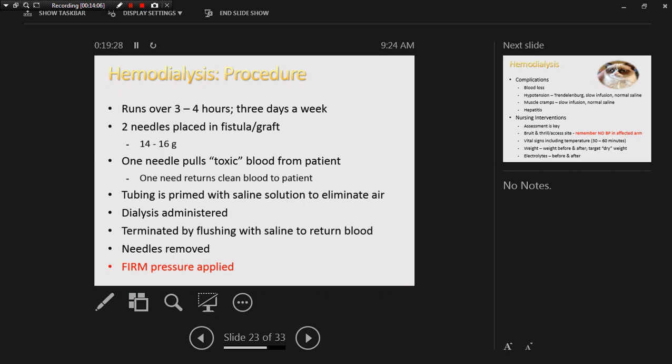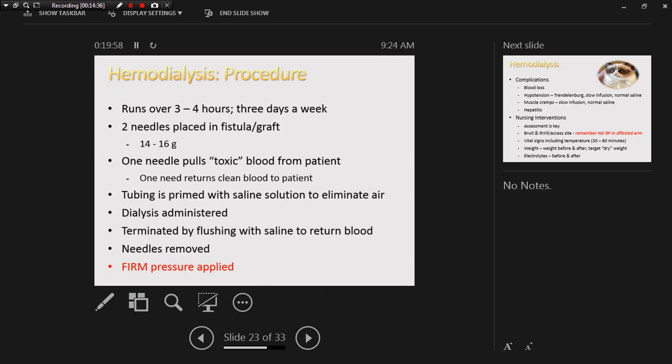So when the procedure is over, when the 3 to 4 hour run has occurred, we're going to make sure that we return all of the blood that's actually in the circuit back to the patient. Because sometimes the circuit and the dialysis filter can hold almost a whole bag of blood, like 300 mLs of fluid, which is almost equivalent to a packed red cell that we would transfuse a patient. And so that's pretty significant.